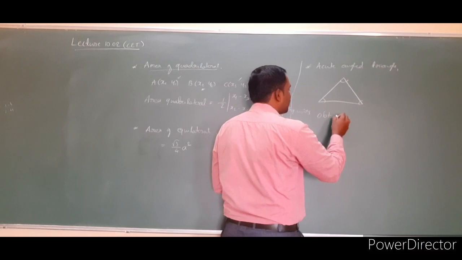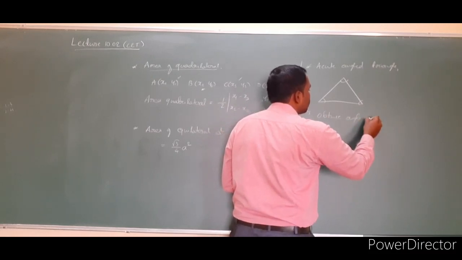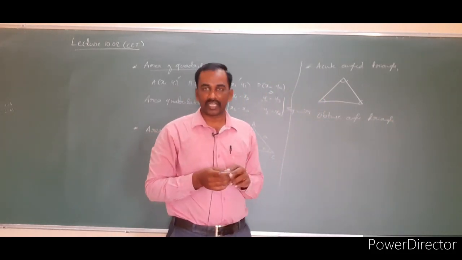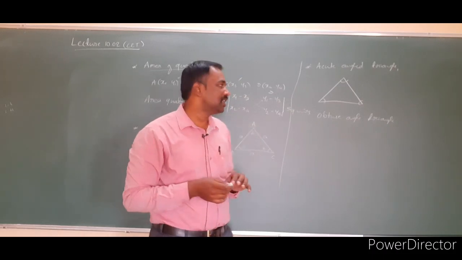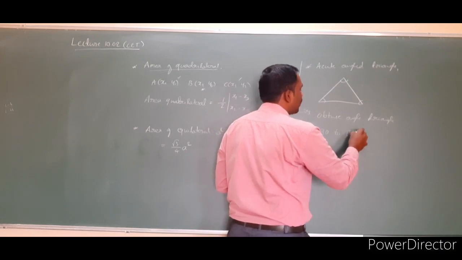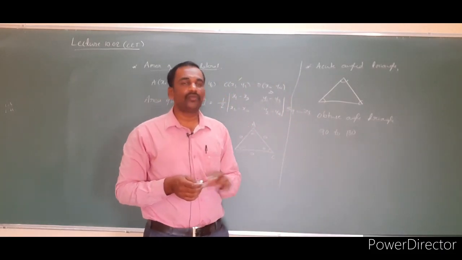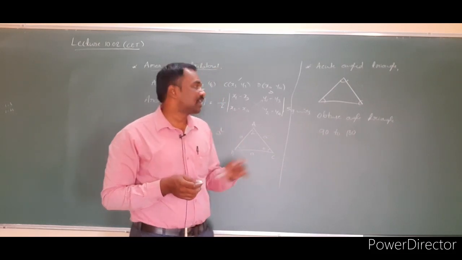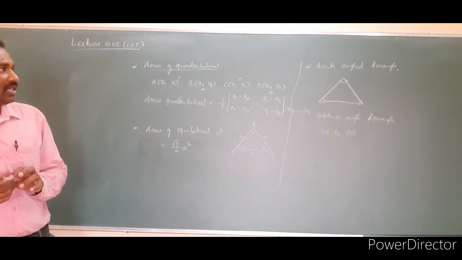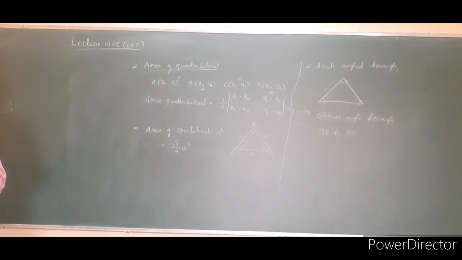Similarly, the obtuse angled triangle. What is an obtuse angled triangle? Out of the three angles, if any one of the angles is an obtuse angle. An obtuse angle means that angle lies between 90 and 180 degrees. Such a triangle we call an obtuse angled triangle. So an acute angle triangle means all three angles are less than 90 degrees, and an obtuse angle triangle means one of the three angles is an obtuse angle, more than 90 degrees.